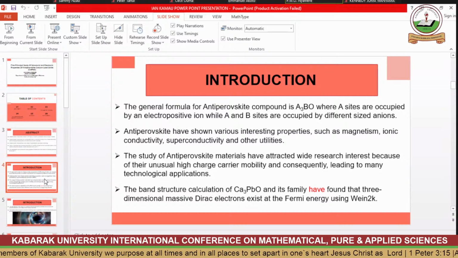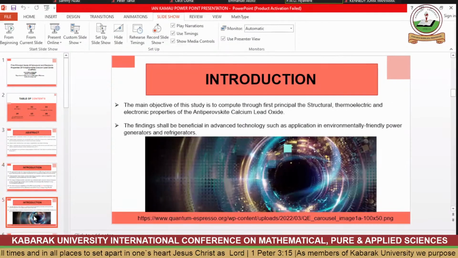The study of antiperovskite materials has attracted wide research interest because of their unusually high charge carrier mobility, consequently leading to many technological applications. The band structure calculation of calcium lead oxide and its family found that a three-dimensional massive Dirac electron exists at the Fermi energy using Wien2k. So as you can see, there's an image there.